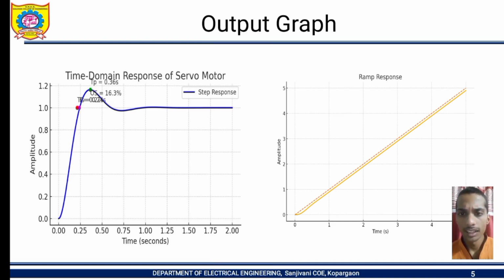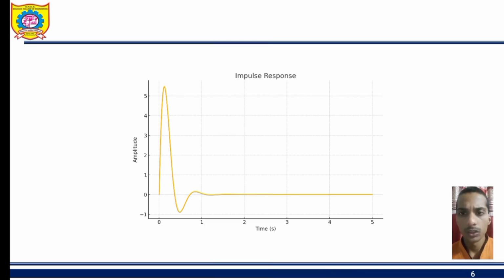On the right hand side, there is a ramp response graph. The graph shows the system's output when the input is a continuously increasing ramp. The output follows the input with a small steady state error, meaning it lags slightly behind the ideal ramp. Then we have the impulse response, in which on the y-axis there is amplitude and on the x-axis there is time, in which the amplitude is above 5 and the time is between 0 to 1.